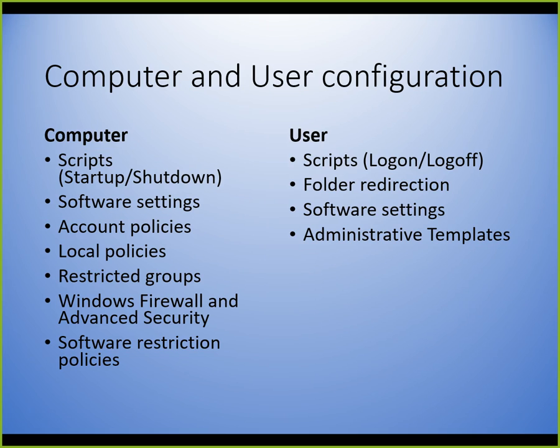Local policies, quick look at them, and then restricted groups. Restricted groups are the ones that we set up that people can't make changes to. We can configure the firewall in advanced security. We can turn the firewall on, we can turn the firewall off. We can punch holes in the firewall, make exceptions to the firewall. Software restriction policies, we looked at that earlier. We can whitelist applications. We can blacklist applications. And then the users, we have scripts, folder redirection.